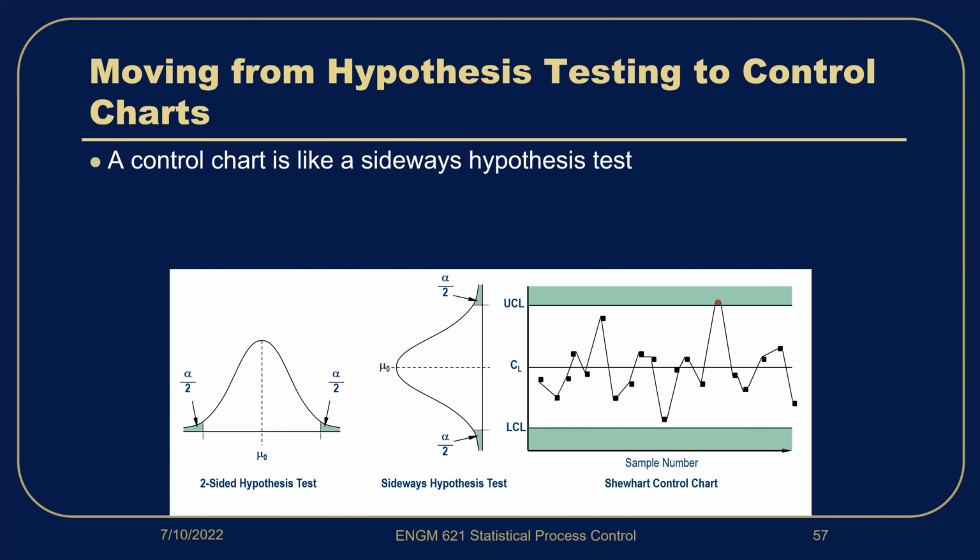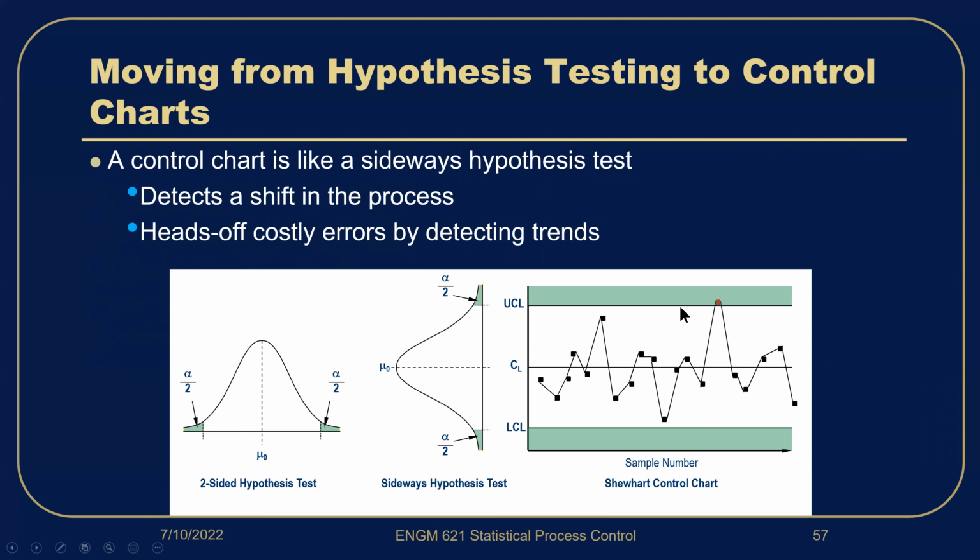There are connections between hypothesis tests and control charts. Since we are learning both of them, we need to identify their similarities, correspondence, and differences. A control chart is like a sideways hypothesis test. When there's a shift in the process, it may indicate the test statistic falls into the rejection region of a hypothesis. We can avoid costly errors by detecting trends in time if we use control charts.